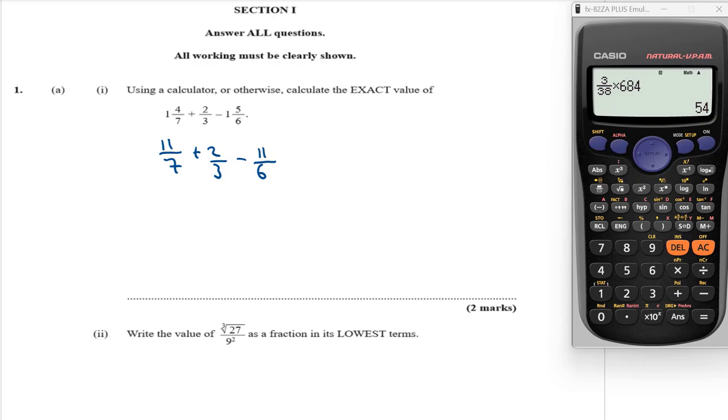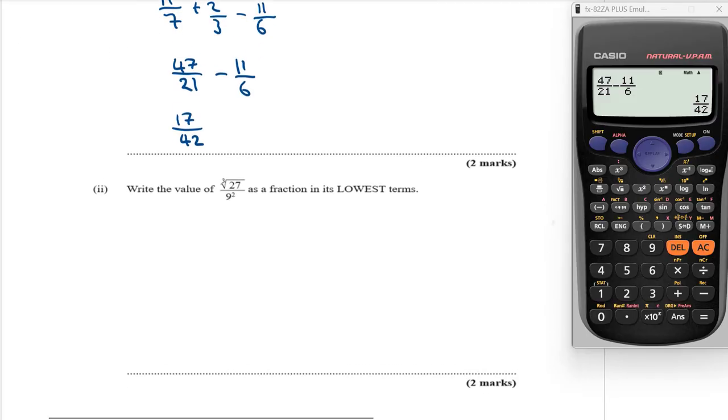Well, it's 2 marks. So let's add 11 over 7 plus 2 over 3. That is going to give us 47 over 21. Then minus 11 over 6. Right? So we're going to say 47 over 21 minus 11 over 6, and that is going to give us 17 over 42. Now let's move to the next question.